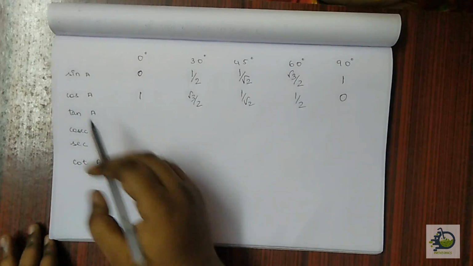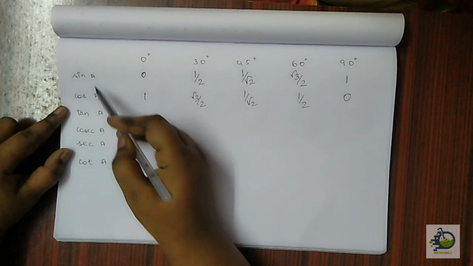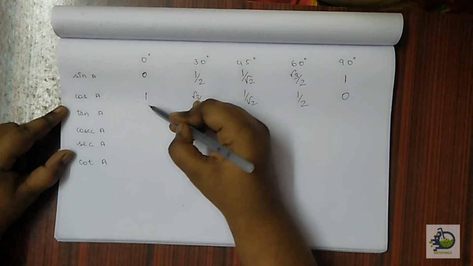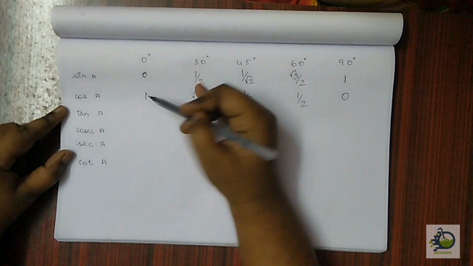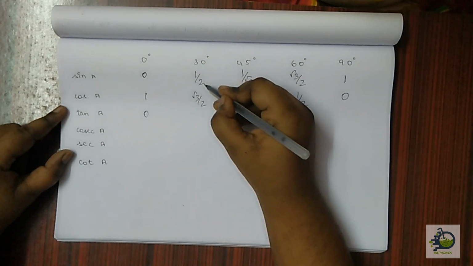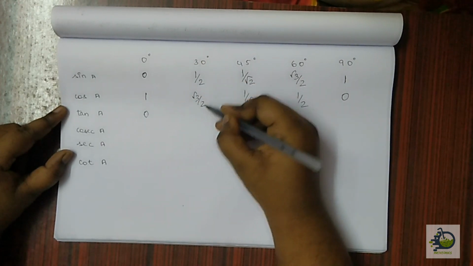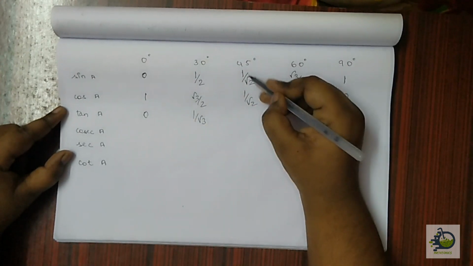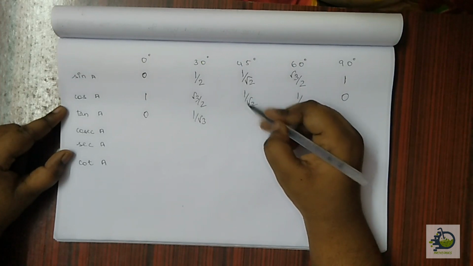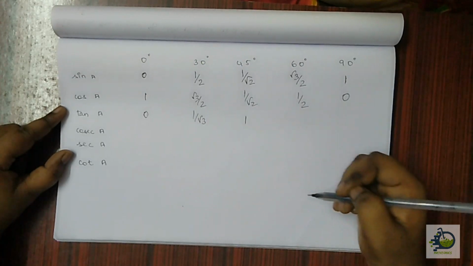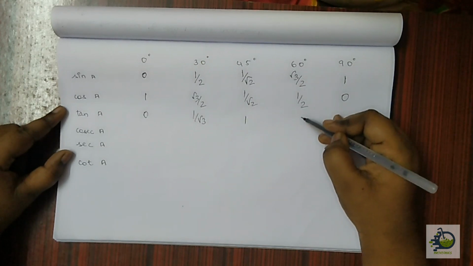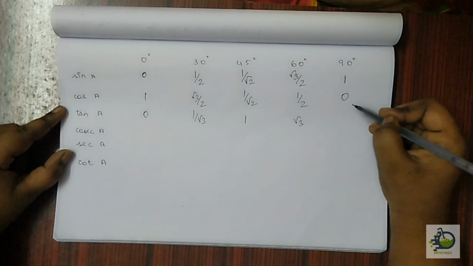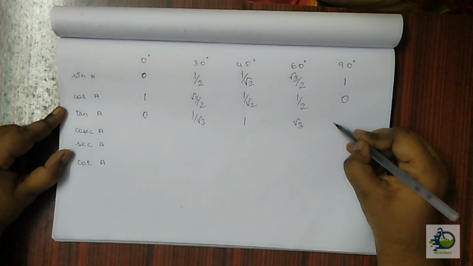Now tan A. We know that tan A is sin A by cos A. So to fill this we have to divide sin A by cos A. So 0 by 1 is 0. 1 by 2 divided by root 3 by 2. So 2 gets cancelled and we get 1 by root 3. And 1 by root 2 divided by 1 by root 2 gets cancelled and we get 1. Root 3 by 2 divided by 1 by 2. So 2 gets cancelled and we get root 3. 1 by 0, which is not defined.